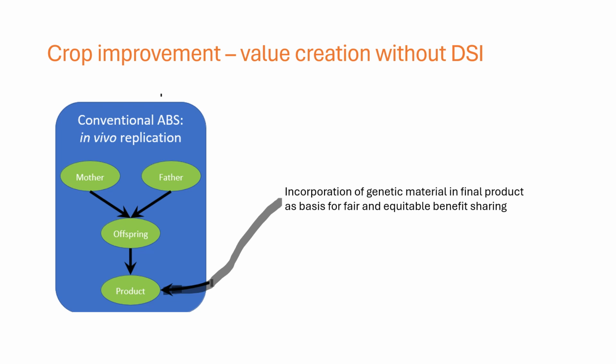So now, I'll turn to the lessons we've learned. Let's start with the traditional approach, based on conventional in vivo replication of units of heredity, where you cross a female and a male plant to create and select superior offspring. In this case, the incorporation of genetic material into a final commercial product is a sound basis for fair and equitable benefit sharing, and that's what's been negotiated under the treaty and the CBD.